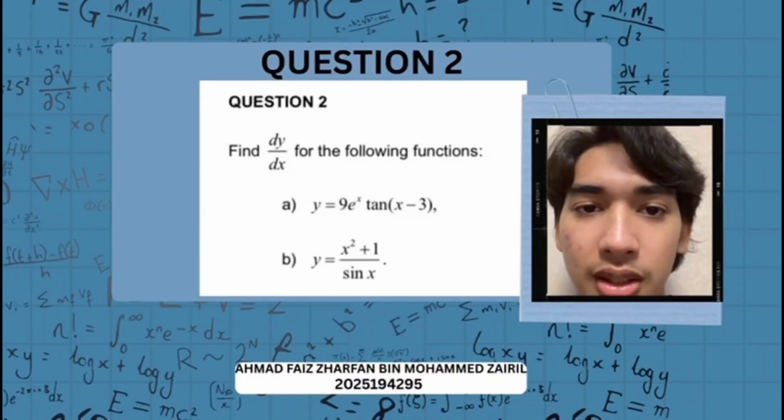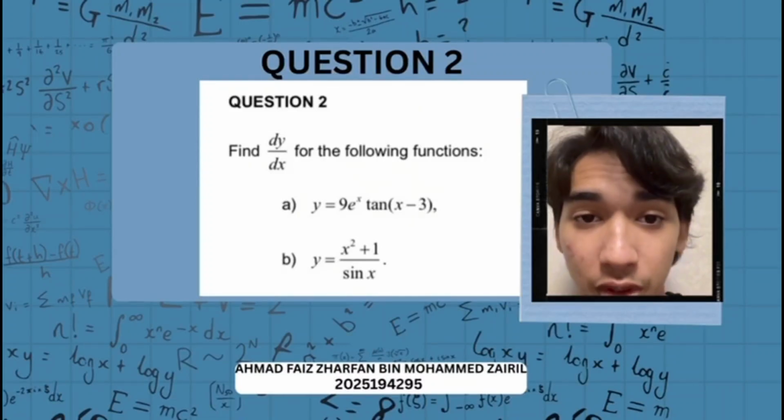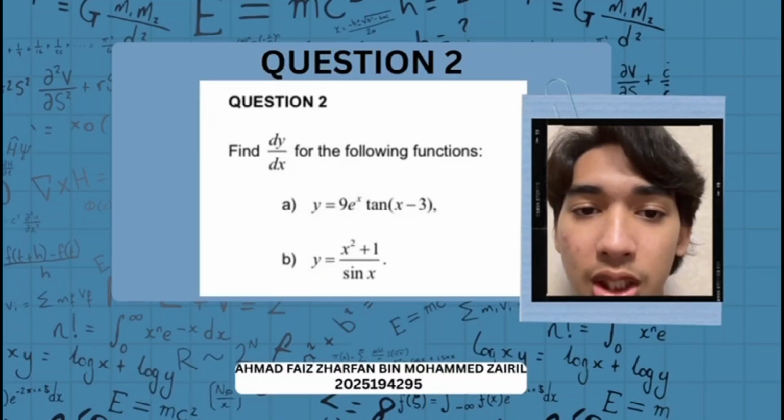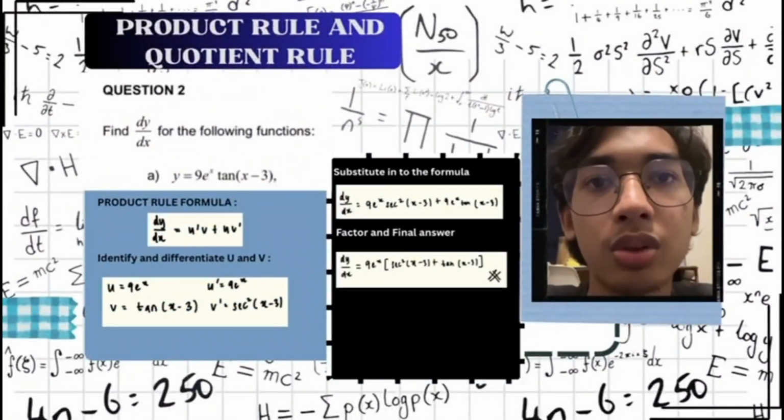My student ID is 2025194295, and in this video I will be explaining how to find the derivative for question 2a and question 2b. The purpose of this explanation is to demonstrate the correct use of the product rule and the quotient rule. For question 2a, y equals 9e to the power of x times (x minus 3).